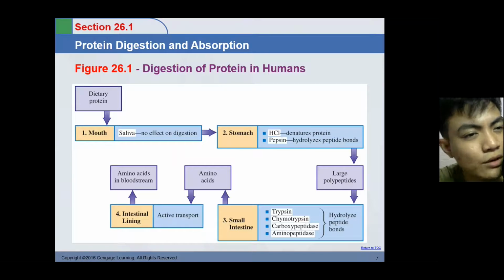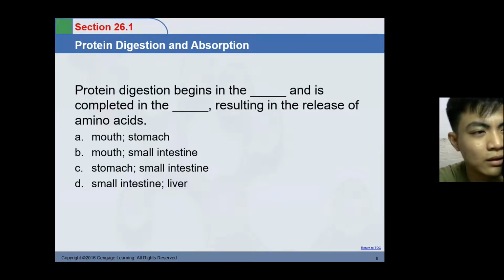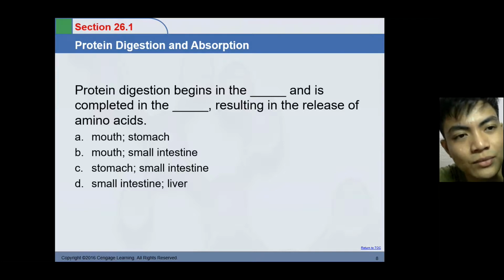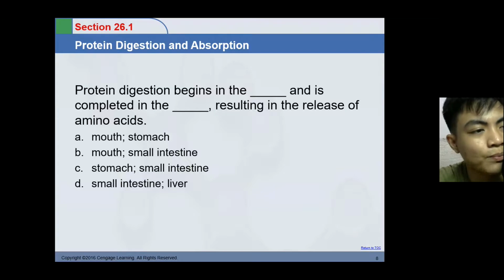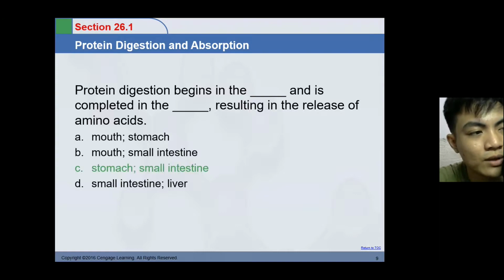Okay? Short review. Protein digestion begins in the blank and is completed in the blank, resulting in the release of amino acid. Okay? So, ano sagot natin? Sabi natin, ang digestion ng protein sa stomach yan, with the help of HCl, the acid there, and the pepsin. And then, the further digestion will be done in the small intestine. So, our answer will be letter C, stomach and small intestine.